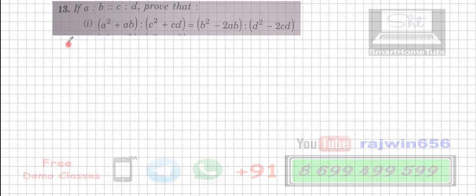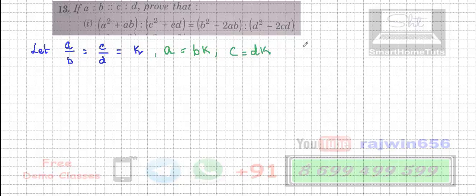So this is basically A upon B equal to C upon D. Let this be equal to K. I'm taking the first part over here: A upon B is equal to K. So I will take B over here, and I get A is equal to BK. Same way, C upon D is equal to K, so C is equal to DK.